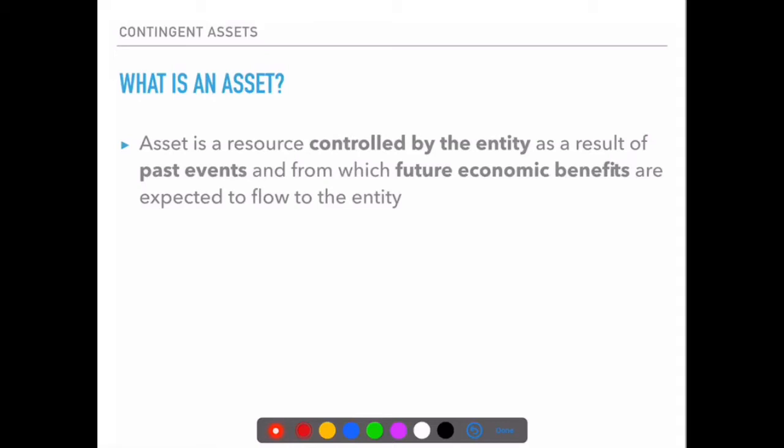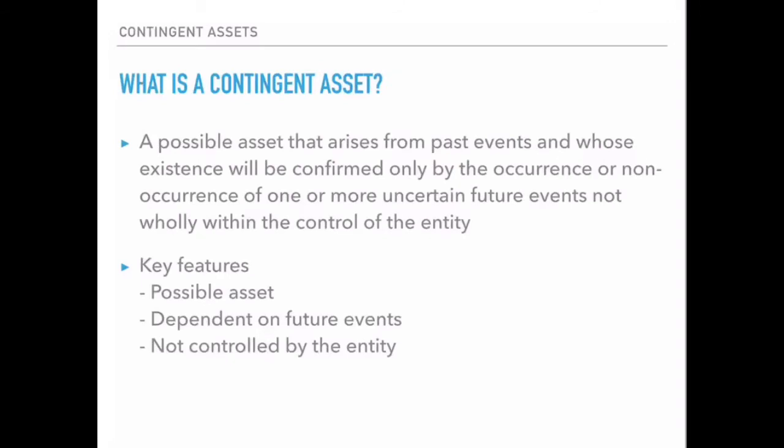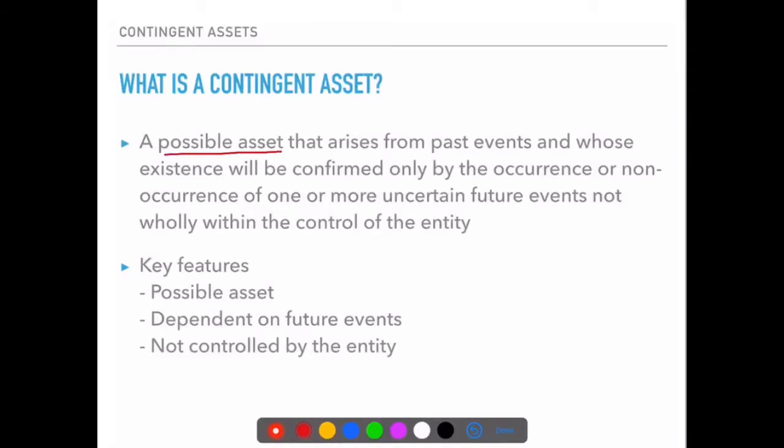It's a resource controlled by the entity, and it will give us future economic benefits as a result of past events. Now we'll look at something called a contingent asset. The word contingent means that it depends. It depends on something happening in the future. Since it depends on the future, it makes it a possible asset. It depends on future events, and it's not controlled by the entity.